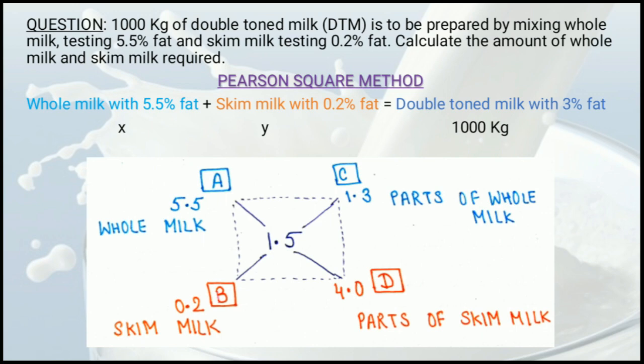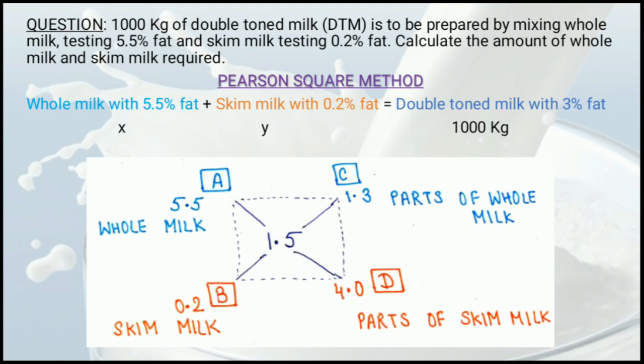Now again, we will do the subtraction diagonally. Center minus A is equal to D. Center minus B is equal to C. So when 1.5 and 5.5 are subtracted, it will give 4, which I have written at point D. When 1.5 and 0.2 are subtracted, it will give 1.3, which I have written at corner C.